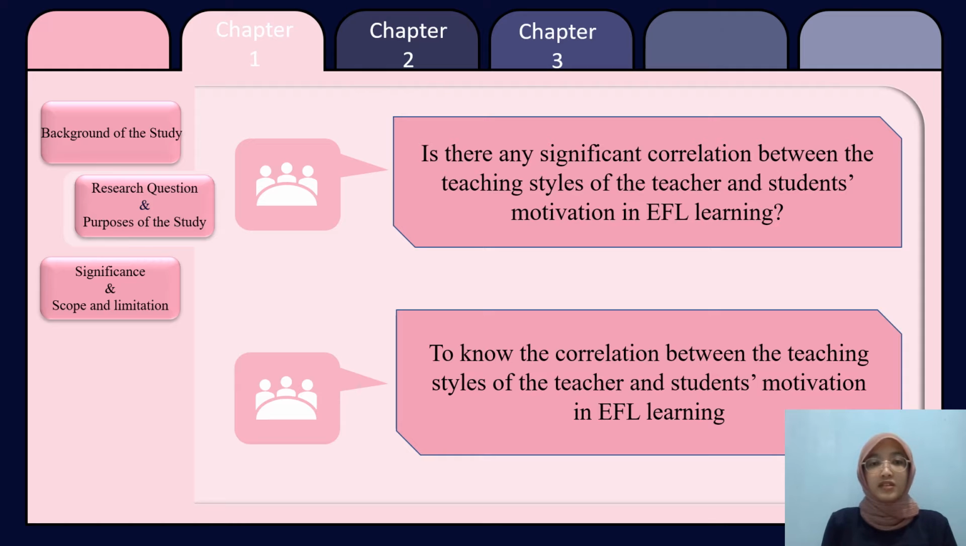The research question in this proposal is: is there any significant correlation between the teaching style of the teacher and student motivation in EFL learning? And then the purpose of the study is to know the correlation between the teaching style of the teacher and students' motivation in EFL learning.